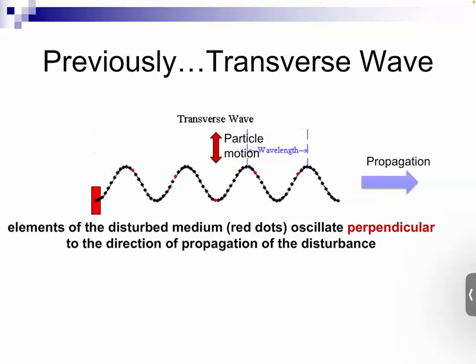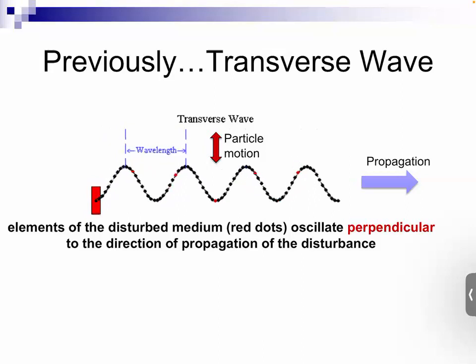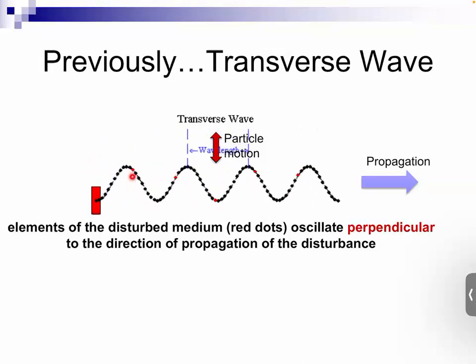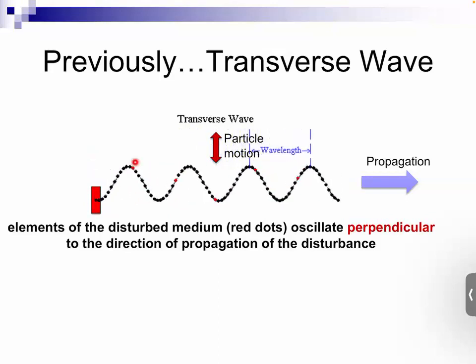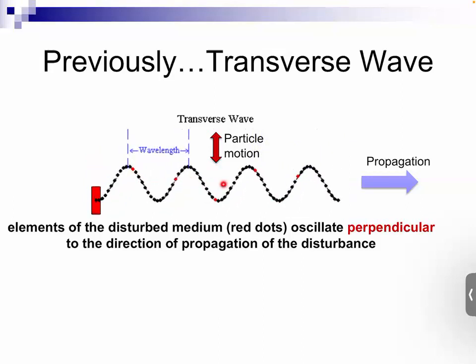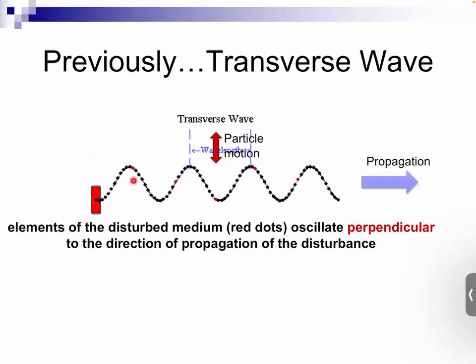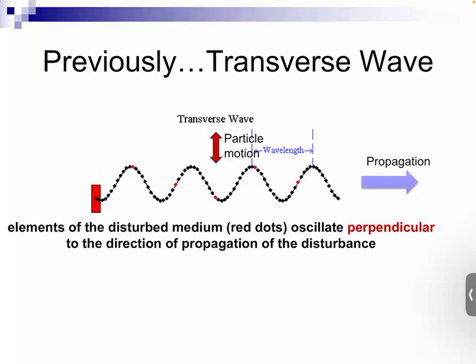So just to recap the difference between those two waves, if you disturb the medium this way, a transverse wave will propagate perpendicular to the disturbance of the wave. So the red dot here represents a particle in the disturbed medium. Notice how the particle just oscillates up and down, whereas the wave propagates to the right.